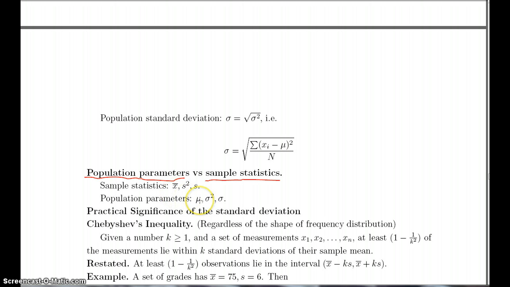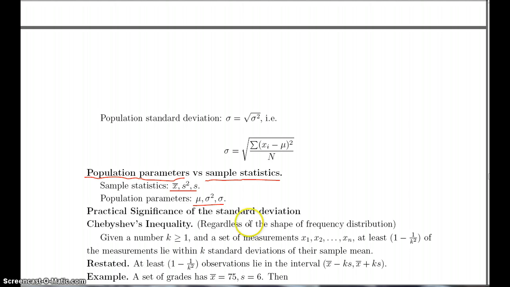So typically these are unknowns, so these values are unknowns, and we calculate these from a sample, and we use these as estimates for these values. Of course, anytime you estimate, you have to tell me how good your estimate is, but that's for later on.